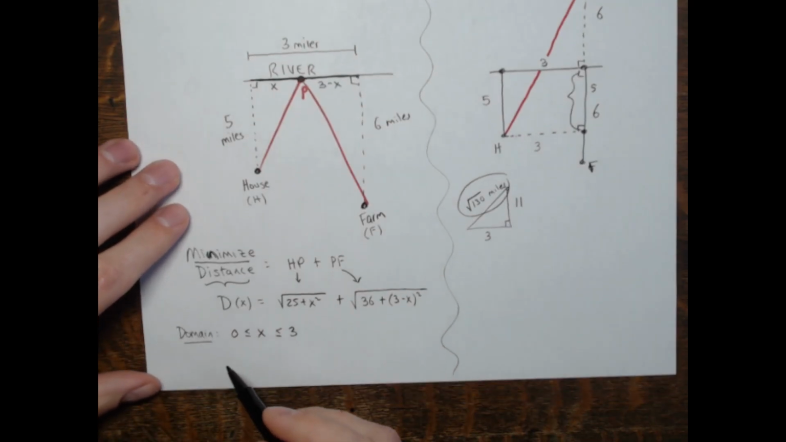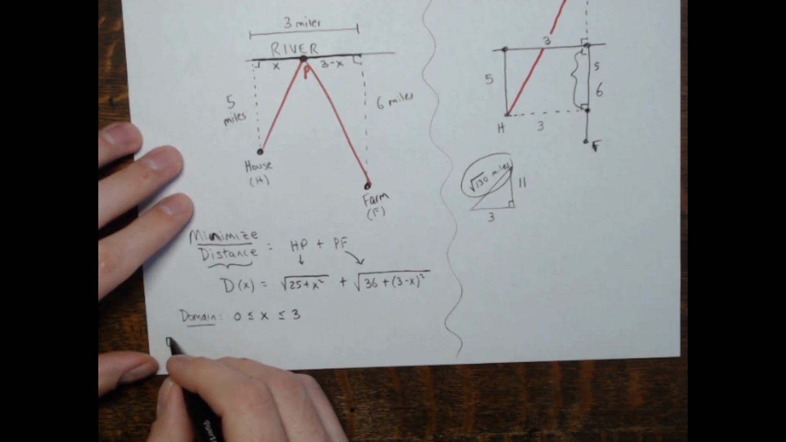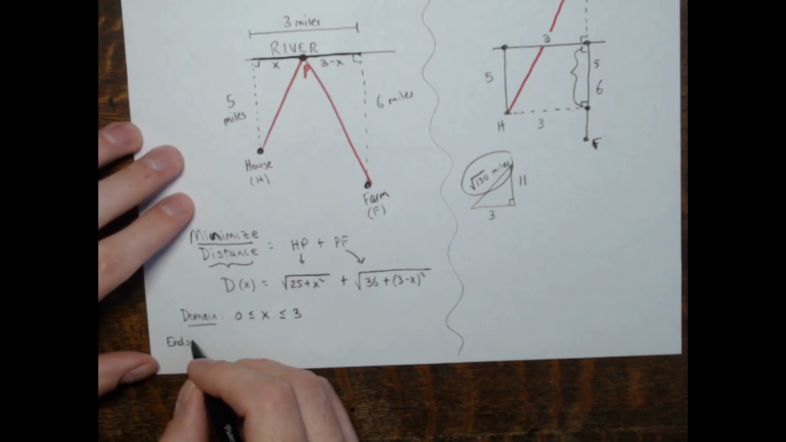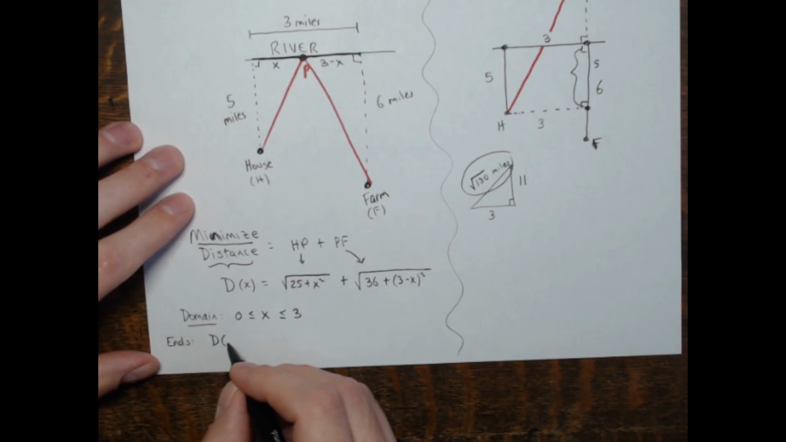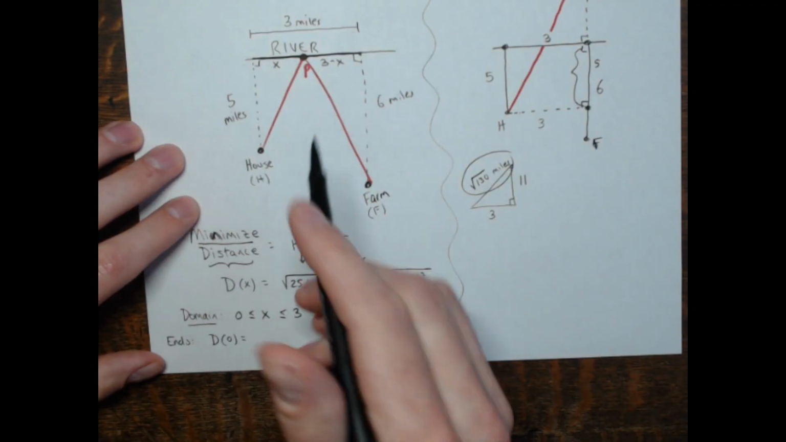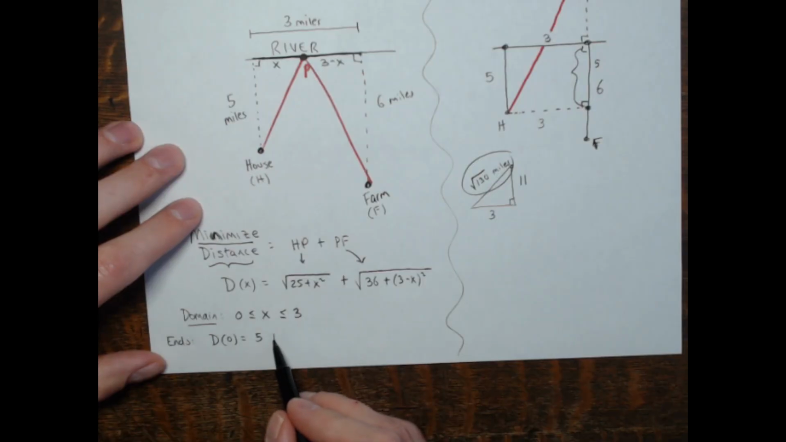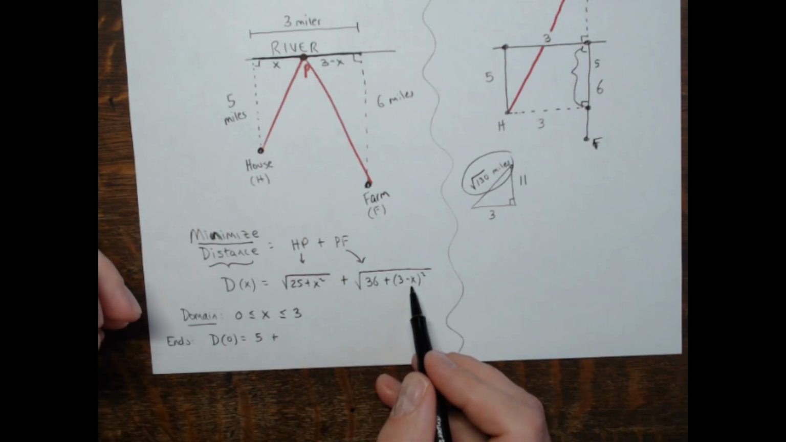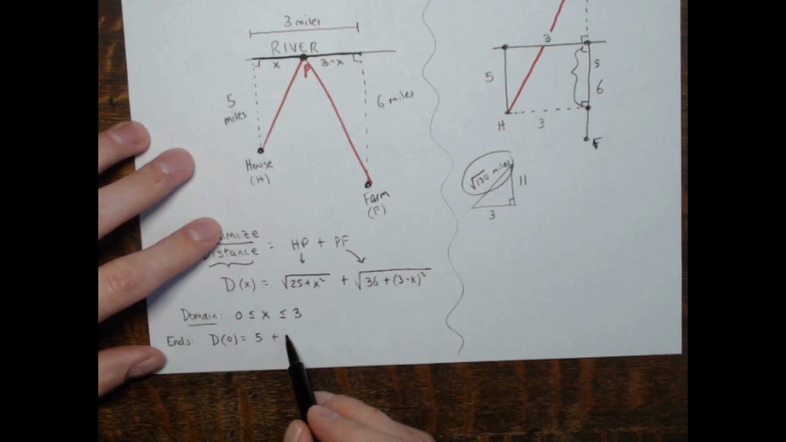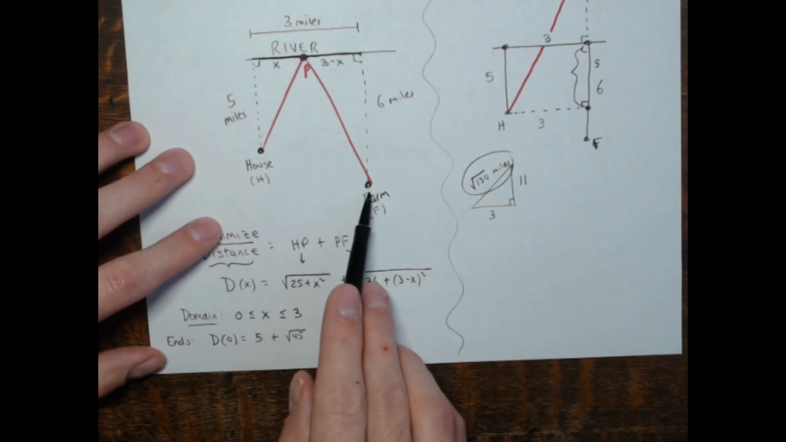Now at the ends, so again, now we're trying to find the minimal distance. At the ends, this distance when x equals 0, that'd be 5. You walk the 5 miles there, right? Square root of 25 plus 0, plus, and then 36 plus 9, square root of 45. That'd be the distance from this point directly north of the house to the river to the farm.